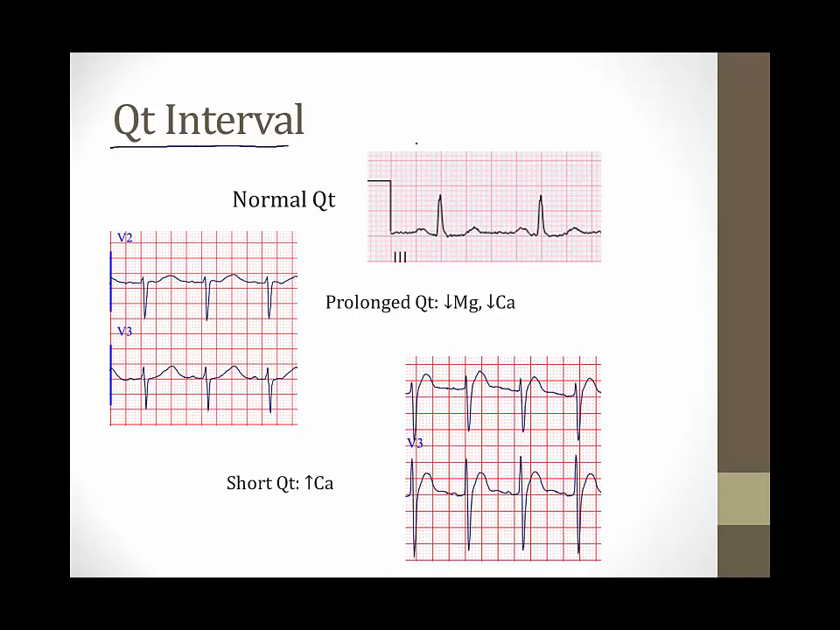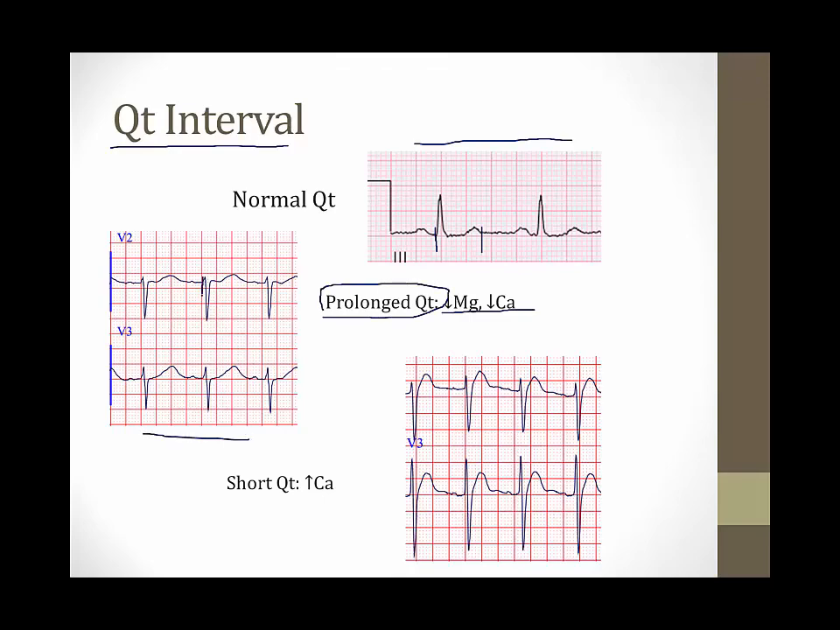If you look at this tracing on the top right side of the screen here, the QT interval is the interval from the beginning of the QRS complex to the end of the T wave, and it is normal in this example. Low magnesium and low calcium can both cause a prolonged QT interval, as shown on this tracing on the left side of the screen.